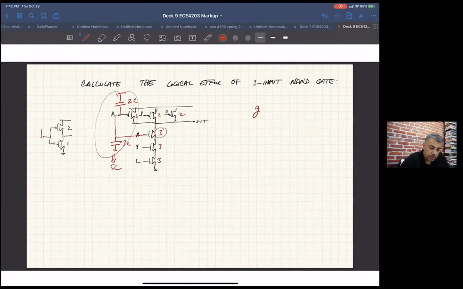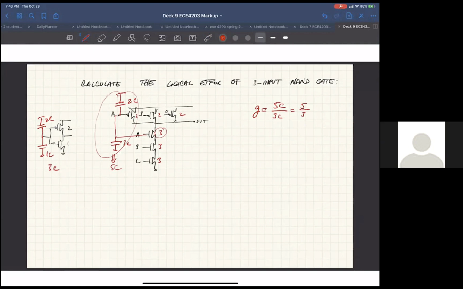And then what was the inverter for the PMOS? For the PMOS, it was 3C also, right? Well, in total it was 3C, yep. So PMOS it was 2C, and the NMOS it was 1C. So total was 3C. So G is 5C divided by 3C, or 5/3. Oh, okay. We're almost there, but it's 5/3. Does that make sense? Yeah, it makes a lot of sense. Thank you.